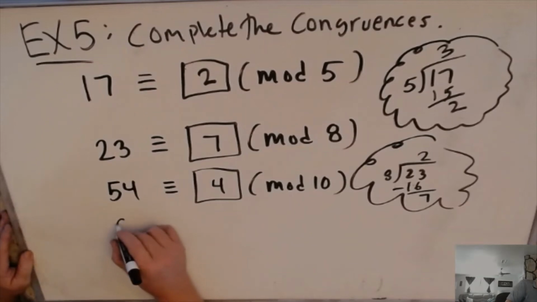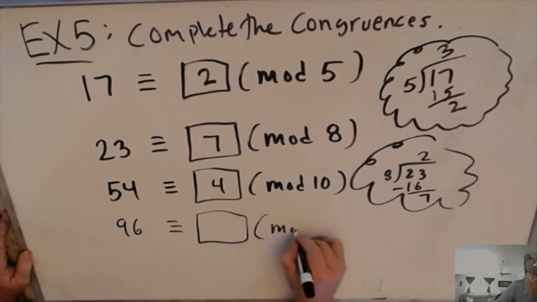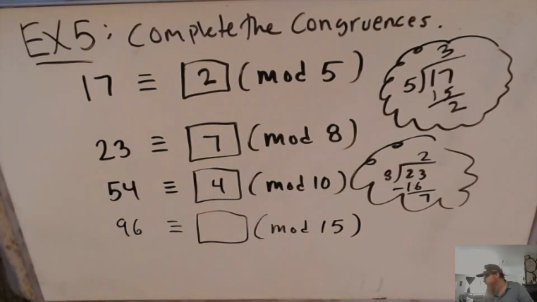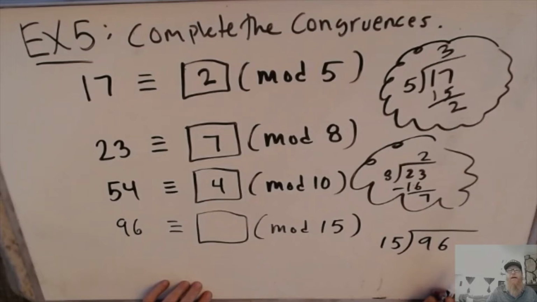What is 96 congruent to modulo 15? We're getting a little trickier now. Dividing by 15 is not really something I think that you would do immediately in your head, so definitely write this one down. These other ones you probably could have done without the bubbles.